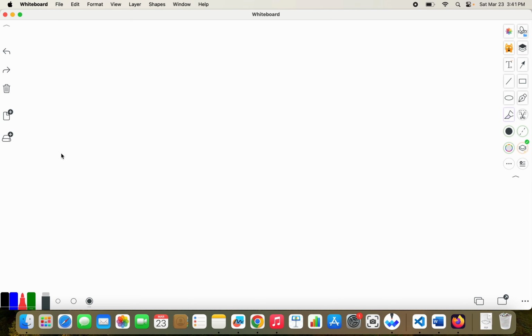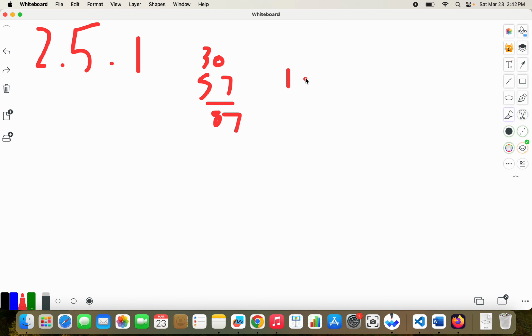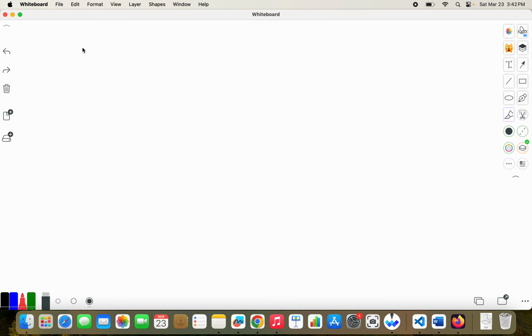So we'll do exercise 2.5.1. Oh yeah, we'll also do 2.5.2. So, two angles in a triangle have measures 30 degrees and 57 degrees. What is the measure of the third angle? So simple, 30 plus 57 is 87. 180 minus 87 is 93. So it's 93.